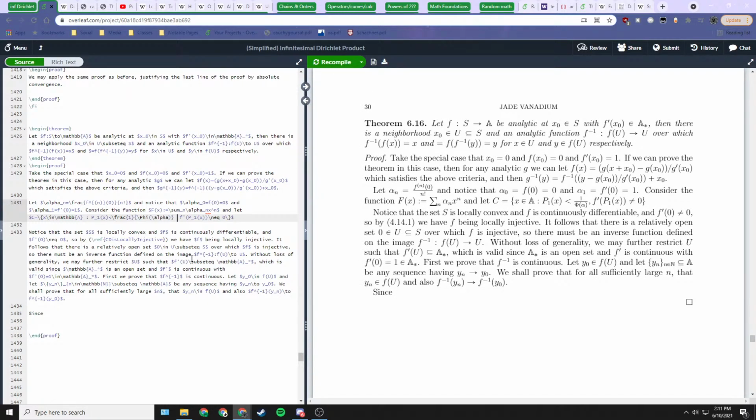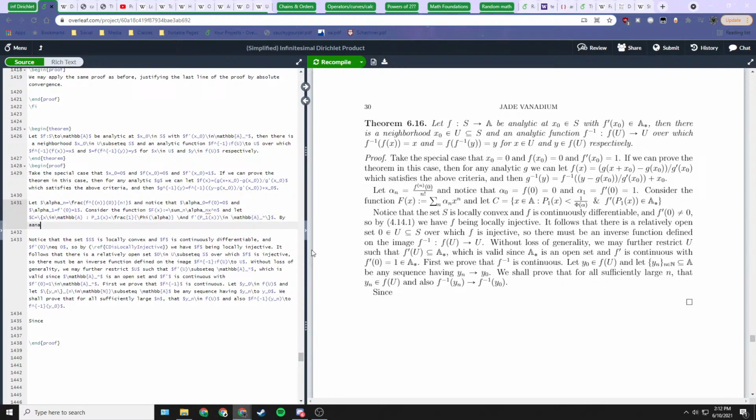And also, f prime at P1 of x is non-zero. Actually, we can say f prime at P1 of x is in A star, because that's actually what we want. Okay, so we'll do that. So C is a cylinder set. So we'll say by analyticity of F, we do have capital F of x equals f of x for all x, actually, for all x in some neighborhood of 0.